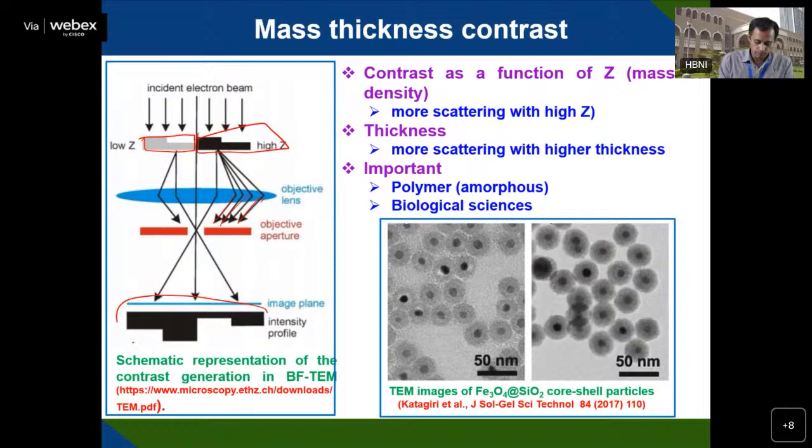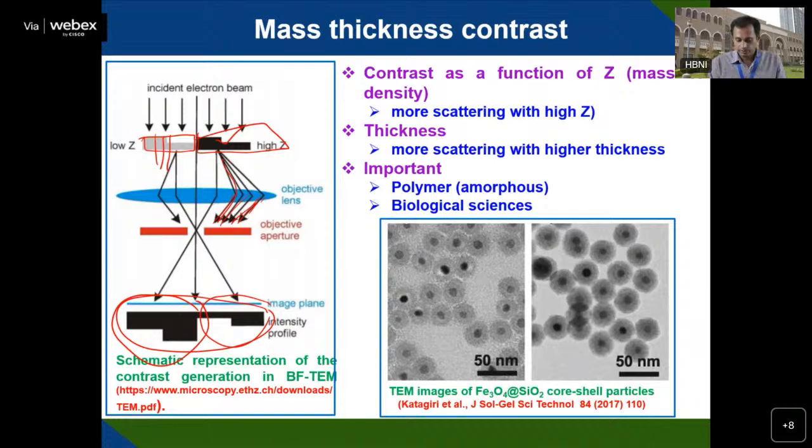So mainly contrast as a function of Z in the case of mass thickness contrast, and more scattering at high Z material. Since it is a high Z material, you are getting higher scattering in this case, and your transmission will be less, and accordingly the image will be created in that portion. And here the transmission is high and scattering will be less. Depending on the mass thickness, you're able to get this kind of image.